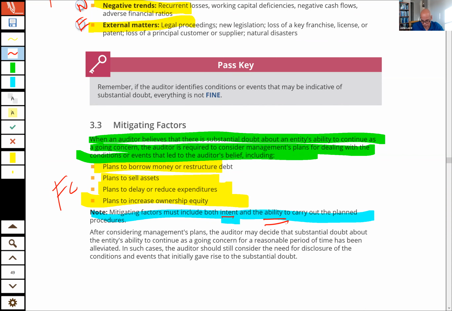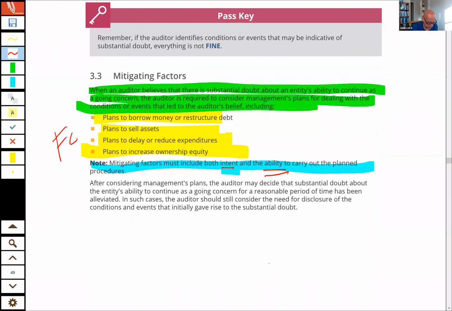And the ability to borrow money when a company is experiencing these negative trends, or raise equity, or sell stock in a company that's having negative trends. So they may sound easy, but they may not be easy to do for a company that's exhibiting these conditions. Fine. And so they have to show the ability to carry those out as well as the intent.